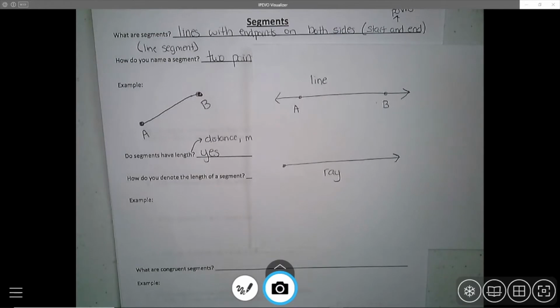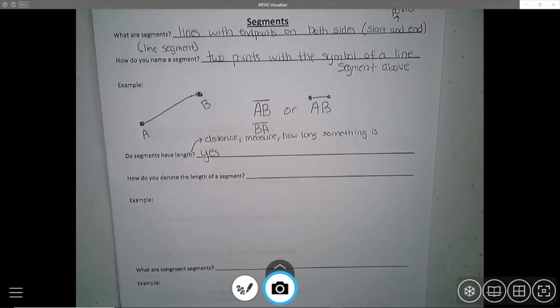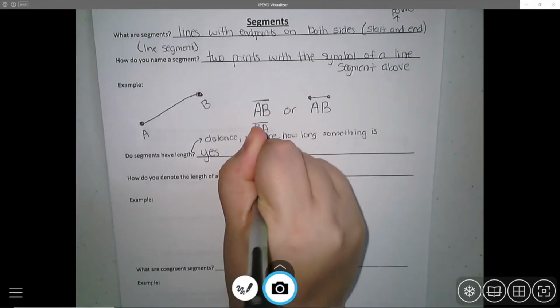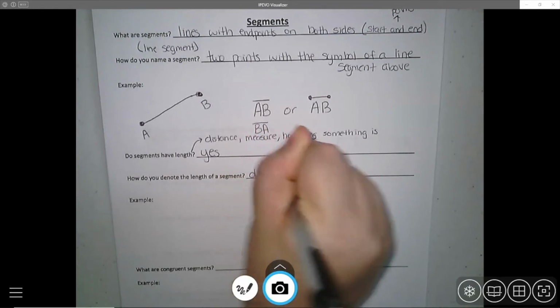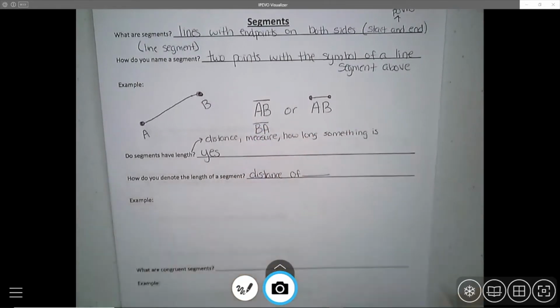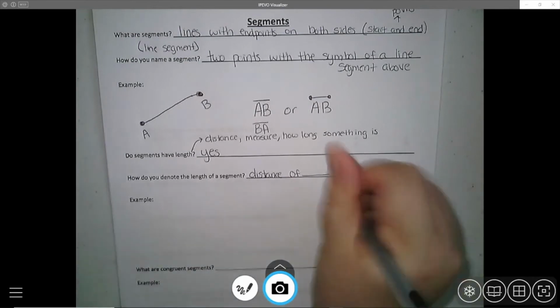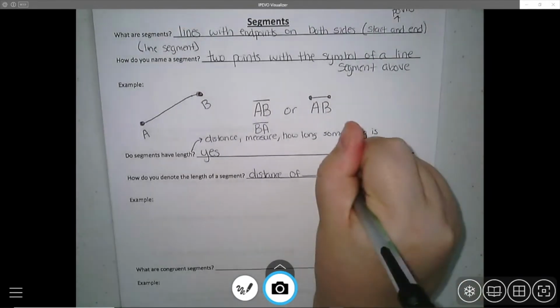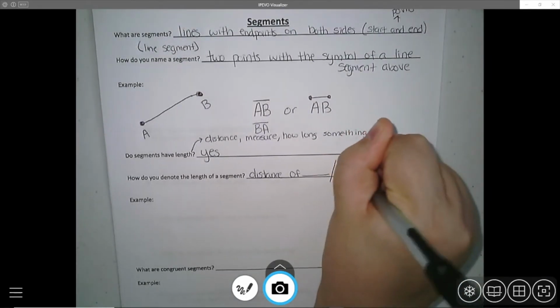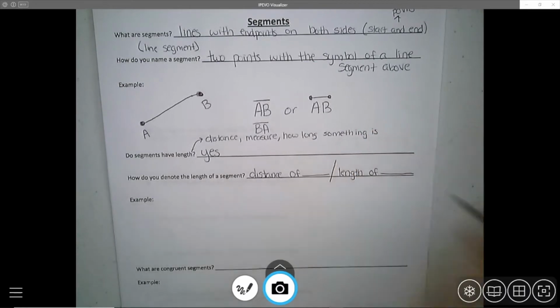Because they don't have a start and an end, we cannot find the length of these. We can only find the length of segments. So how do you note the length of a segment? There are going to be multiple ways. You can denote it with saying the distance of and then filling in the segment. You can denote it by saying the length of something and put the segment there.